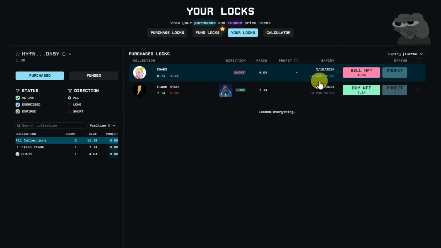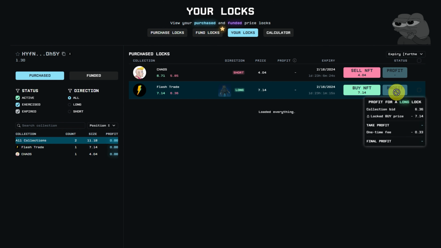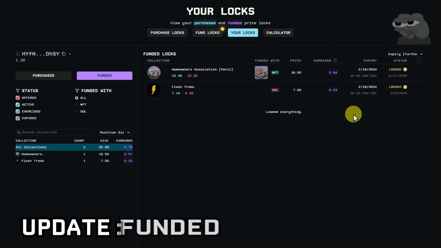You can see I have 2 days to execute this, and I'm likely just going to let it expire, and then the one-time fee of 0.19 SOL I've lost. With Flash Trade, however, the price hasn't moved. My locked buy price was 7.14 SOL, and it needs to move up quite a bit for me to be in profit. Now with my funded locks, these tell a different story.